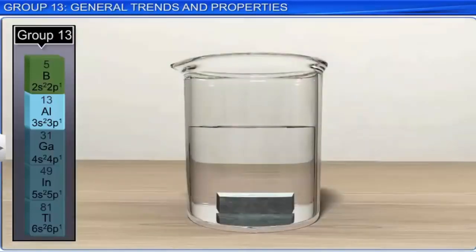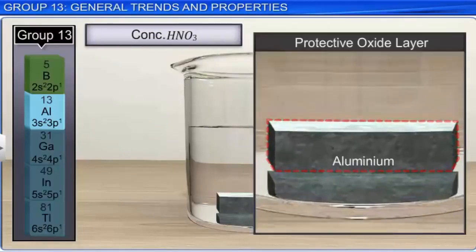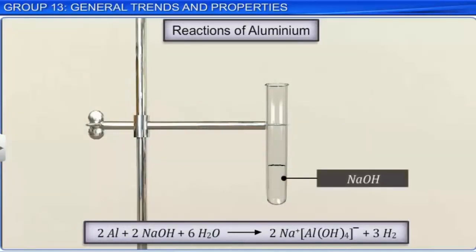In the presence of concentrated nitric acid, aluminium forms a protective oxide layer on its outer surface, preventing further reaction. In the presence of hydroxides, aluminium reacts to form complex ions and release hydrogen gas.